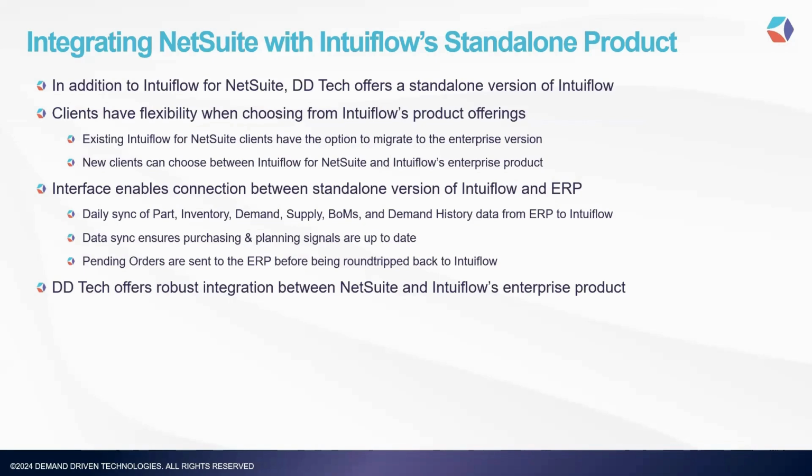They can also explore the Intuiflow enterprise version, right? So they have that flexibility when choosing from our product offerings. And if you are using NetSuite as your ERP and want to explore the enterprise version, basically we would have to develop an interface between the two, right? So that we can get this daily sync of your key data that would allow you to plan inside Intuiflow, right? And then those pending orders are sent back to NetSuite and then round trip back to Intuiflow on the next interface run.